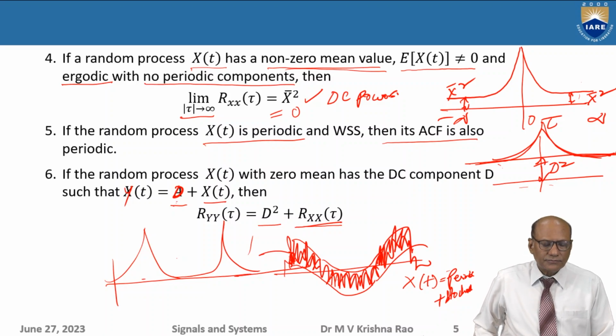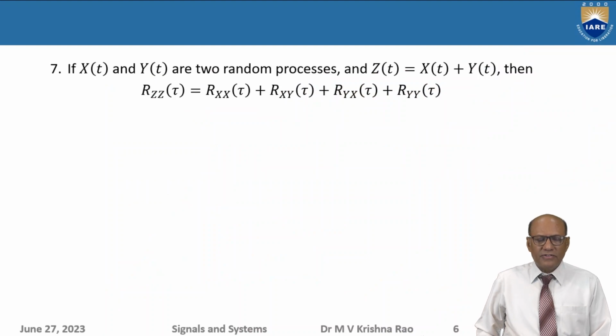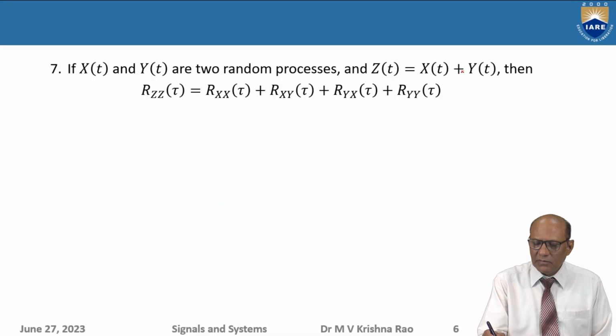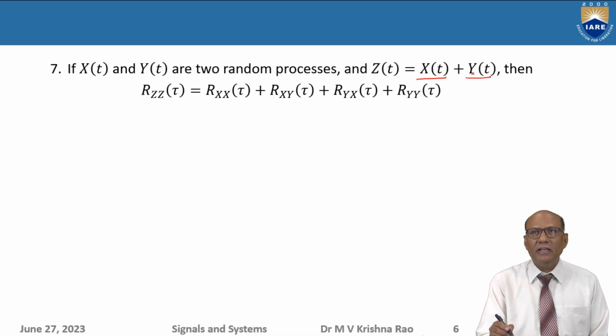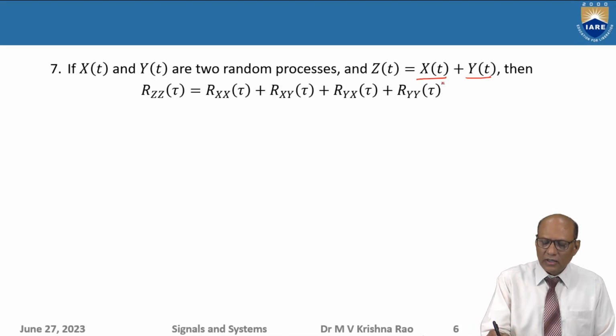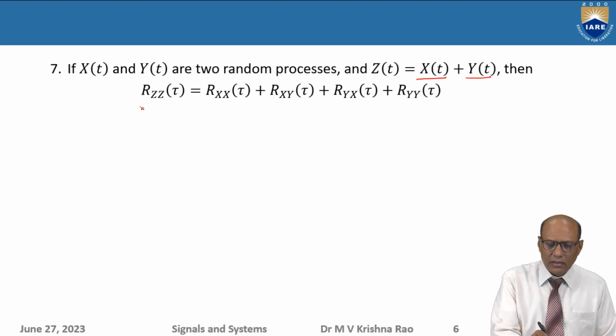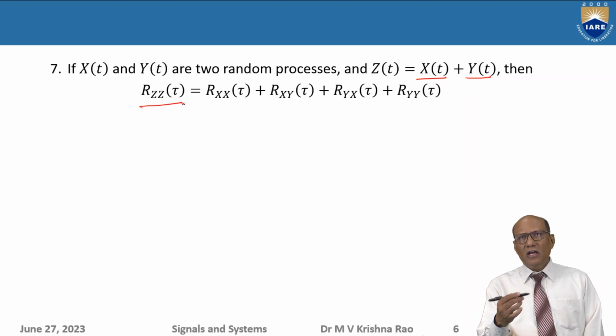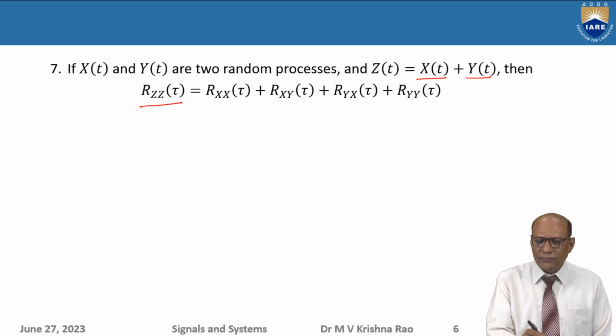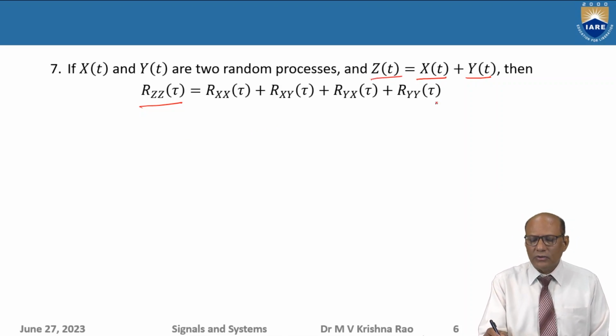There are 6 properties like this. The 7th property is based on the sum of two random processes. I have two random processes x and y, and I am adding them. What happens to the autocorrelation function of the resultant process? So z of t equals the sum of x of t and y of t.